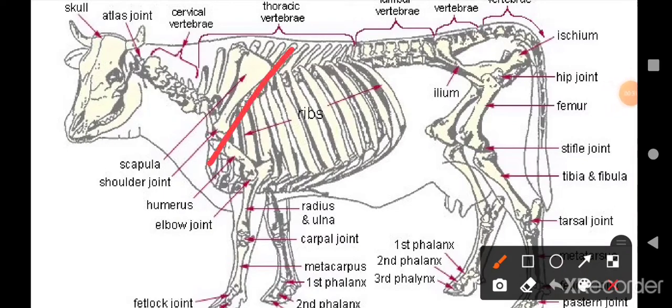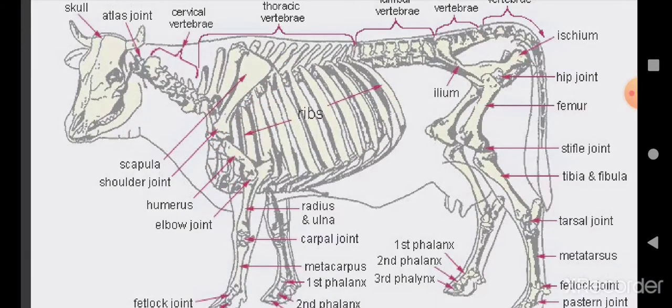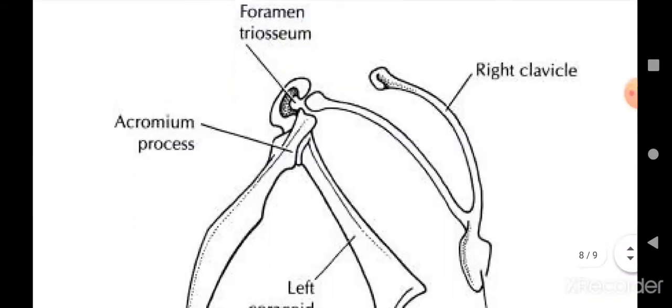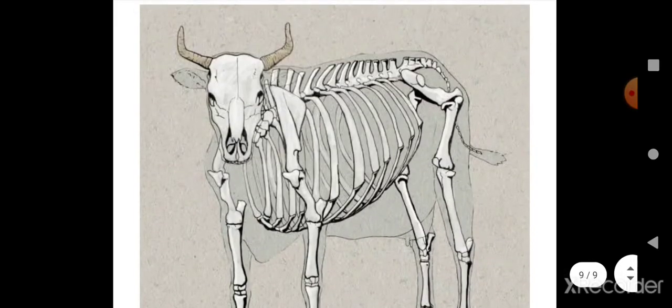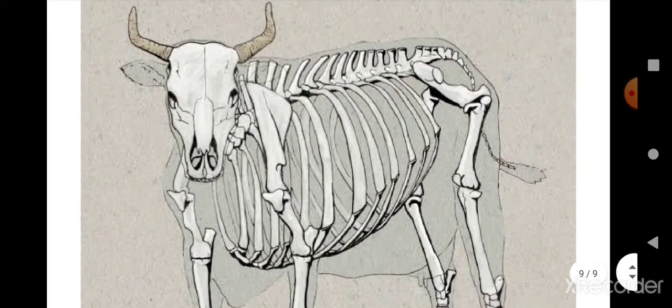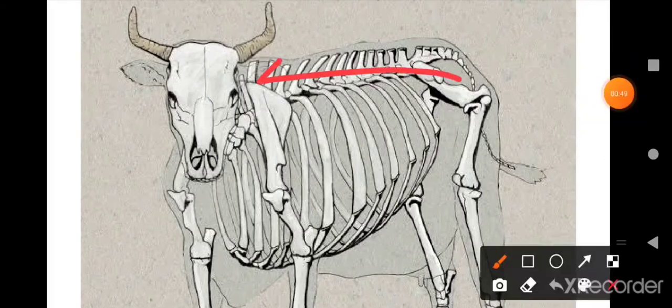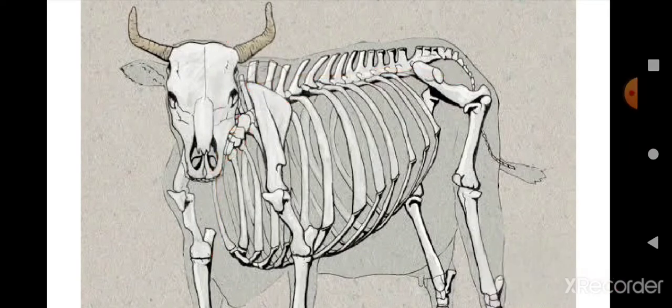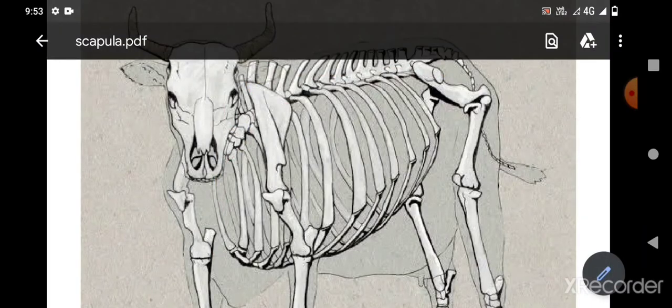This is the downward and forward direction, and the scapula is located anterolateral in the body. From this image, you can clearly appreciate the location of the scapula towards the cranium, that is anterior, and away from the median plane, that is lateral. Anterolateral is the location of the scapula in the body of the animal.